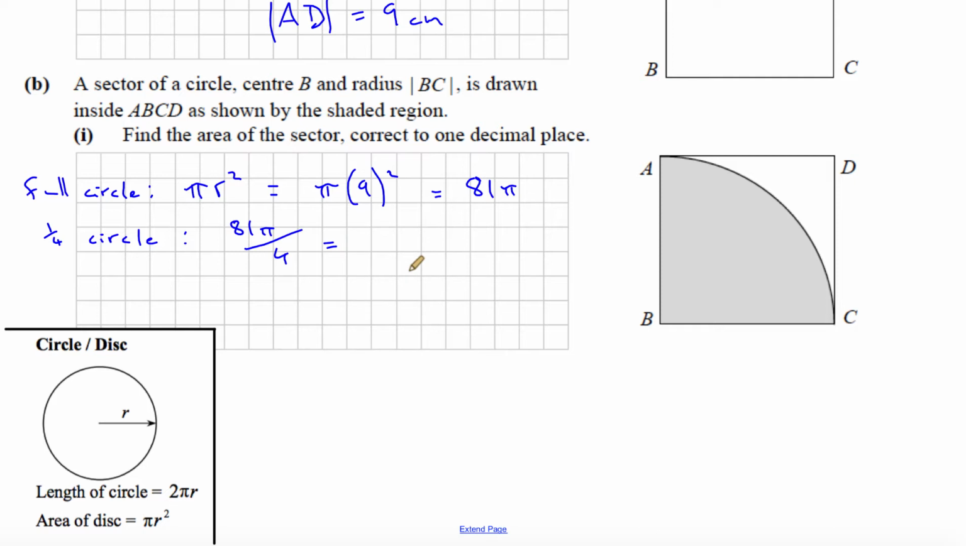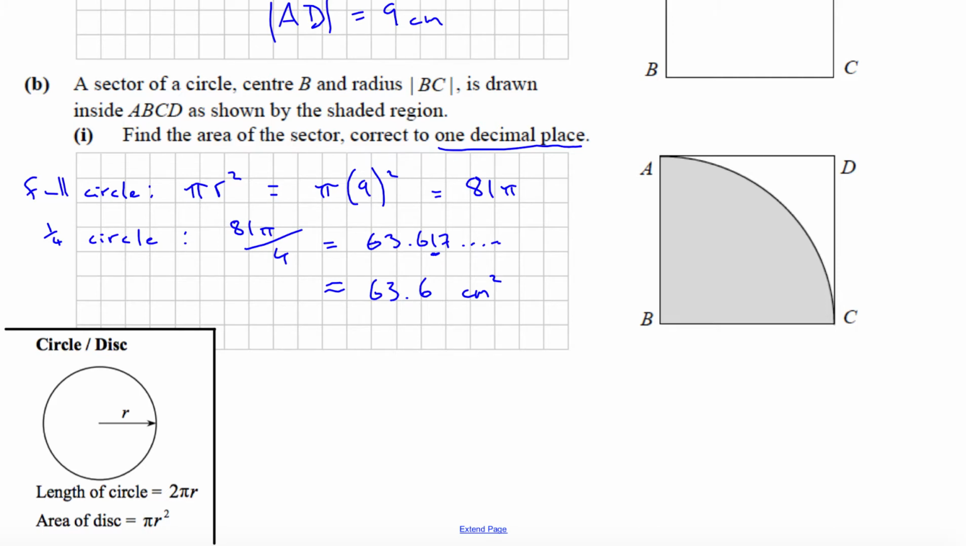When we do that on our calculator, we get 63.617, and on it goes. But we want it correct to one decimal place. We look to the second digit after the decimal. This doesn't affect the 6 in the front, so it's 63.6 will be the area, and that's centimeters squared.